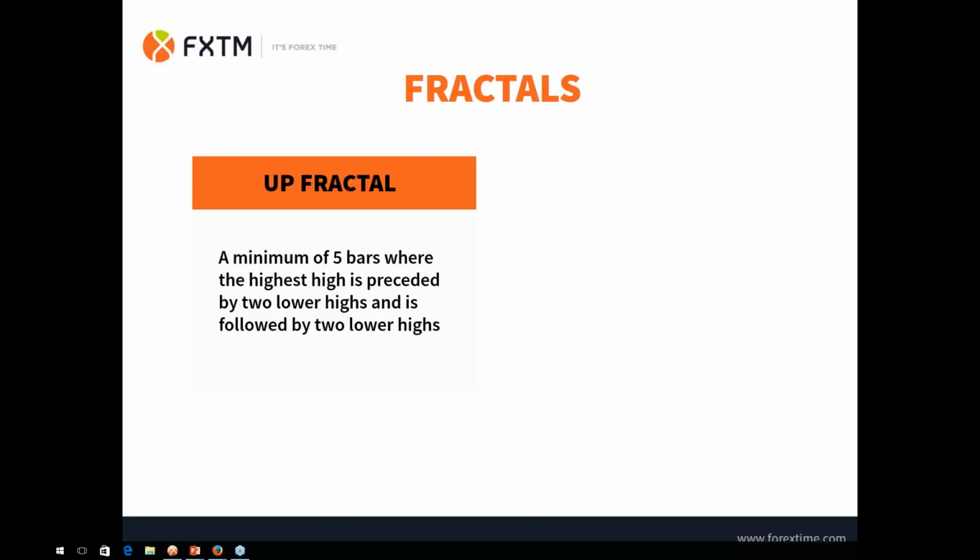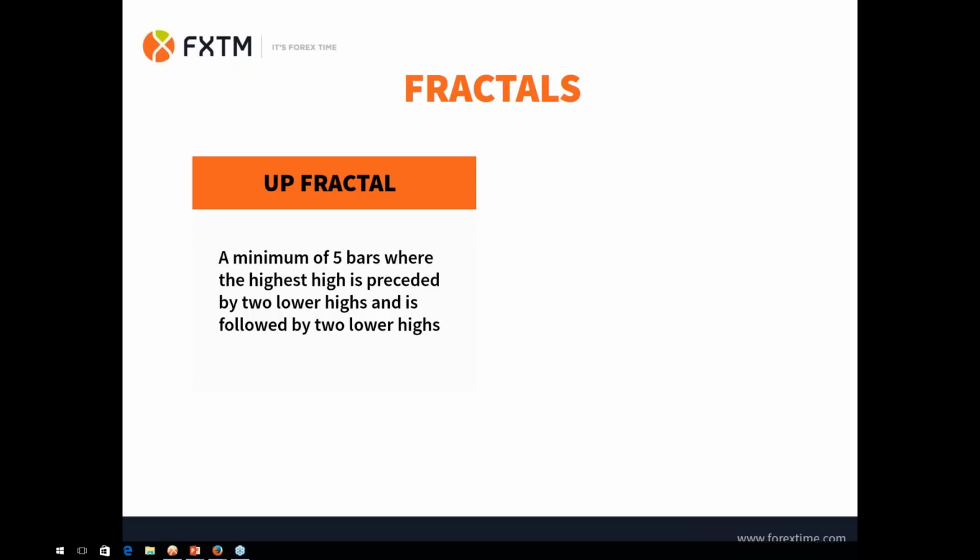Okay, so look at that. Do you see my fingers here? Do you see this middle finger, right? So how many fingers? 5, right? Do you see that this middle finger is higher than the 2 to the left and is higher than the 2 to the right? This is what the up fractal is.